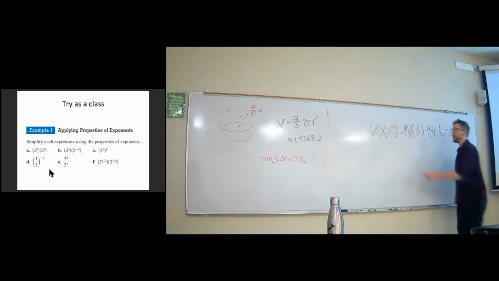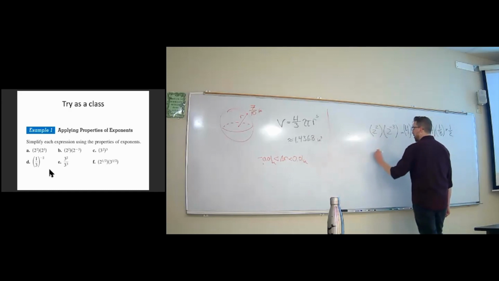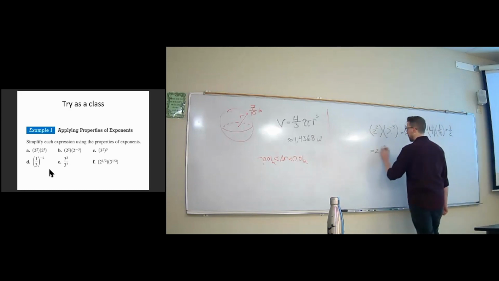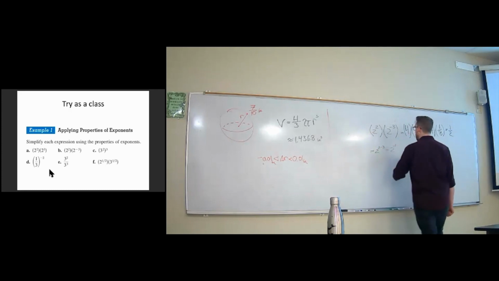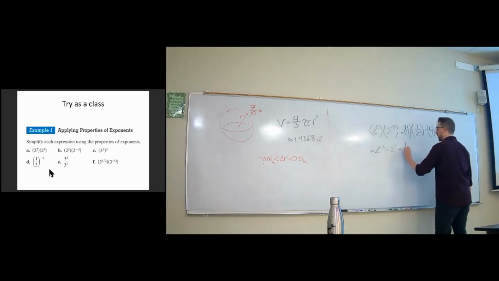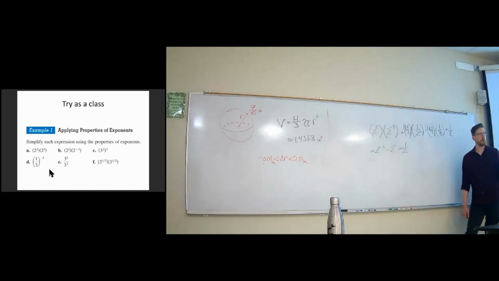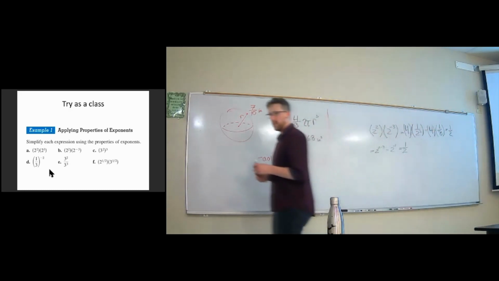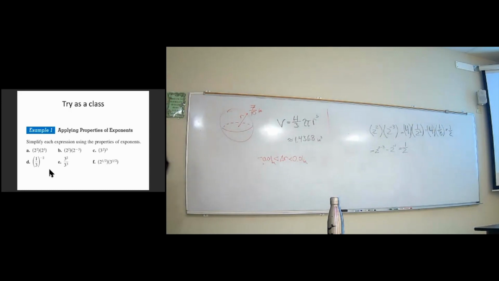Or we could say, hey, these two bases are the same, so this is equal to 2 to the second minus third power, right? Which is equal to 2 to the negative first, which is equal to 1 over 2. So we could approach these problems in a couple of different ways. That's really just all I wanted to show here.